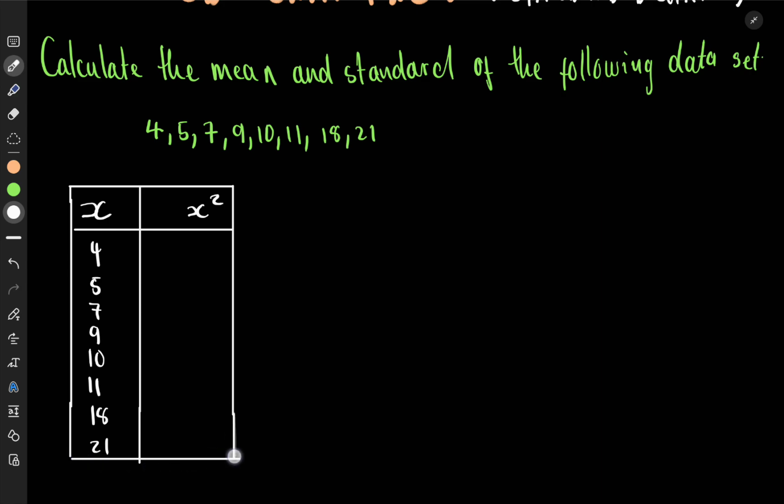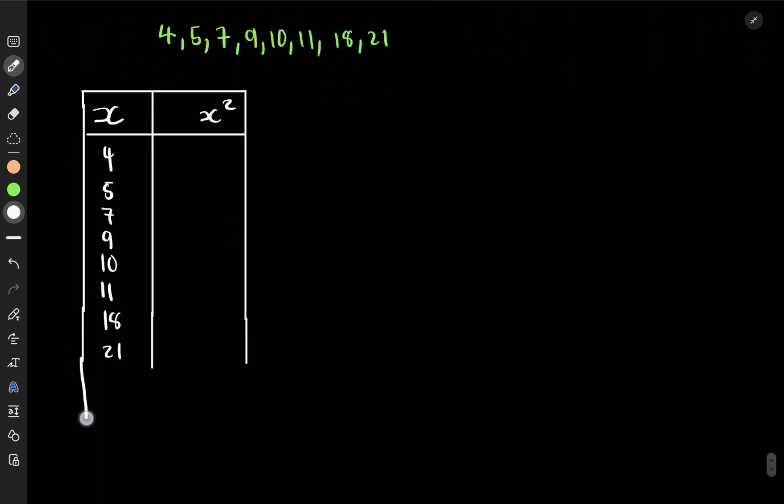Then now this is what you're going to do. You need one more row after you've put all your data. So make sure you leave space at the bottom like that. You definitely will need it. Make sure you don't forget to do that.